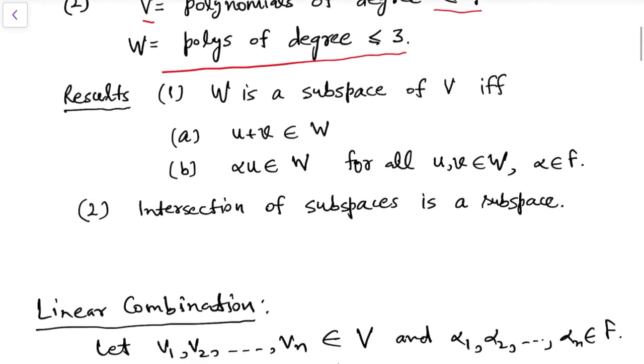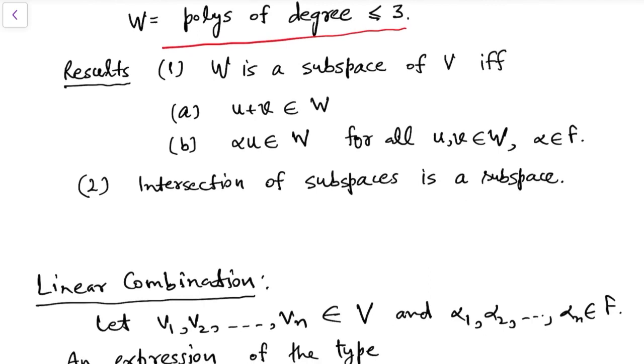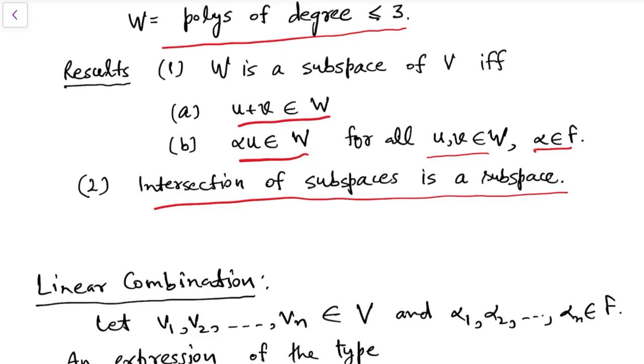We have these small results. W is a subspace of V if and only if u plus v belongs to W, and alpha u belongs to W for all u, v in W and alpha in F. The intersection of subspaces is a subspace. Any number of subspaces we can take. These two conditions are equivalent to this single condition that alpha u plus beta v belongs to W for all u, v in W and alpha, beta scalars.